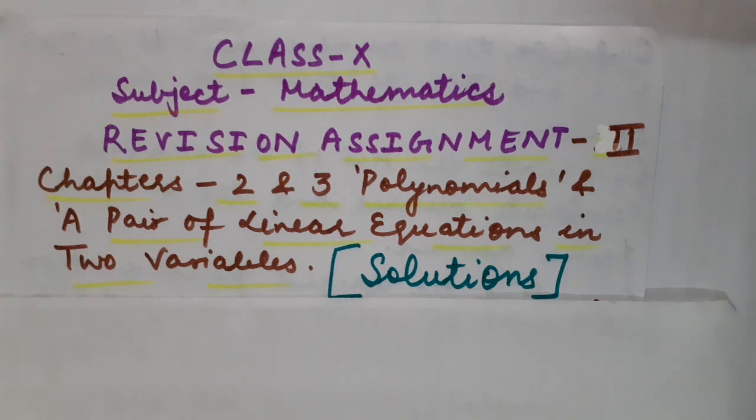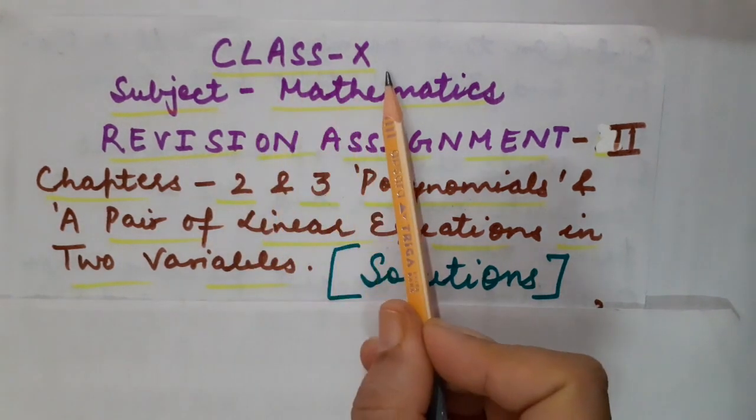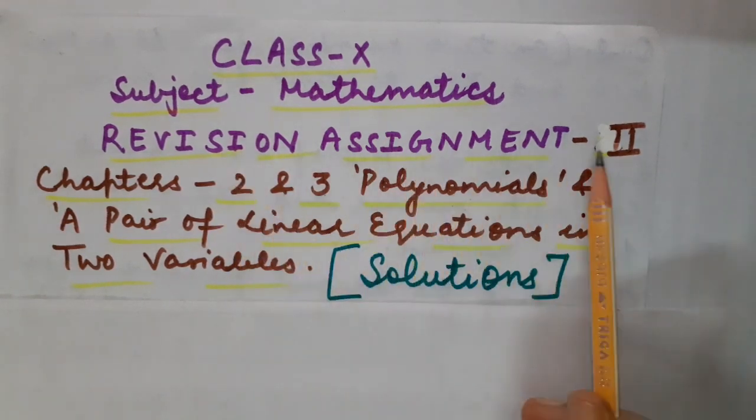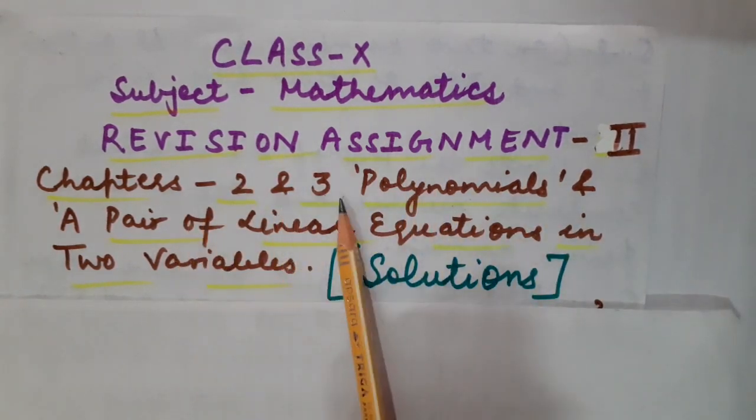So, children, today I am going to show you the solutions of revision assignment number 2, which is based on chapter number 2, polynomials, and chapter number 3, a pair of linear equations in two variables of class 10th of subject mathematics. So let us start. This is class 10th, subject mathematics, solution of revision assignment number 2 based on chapter 2 and 3.